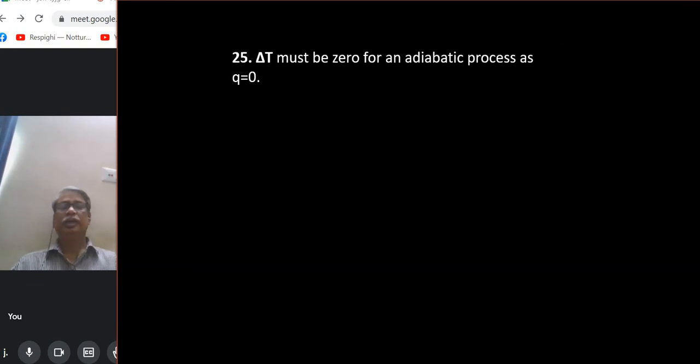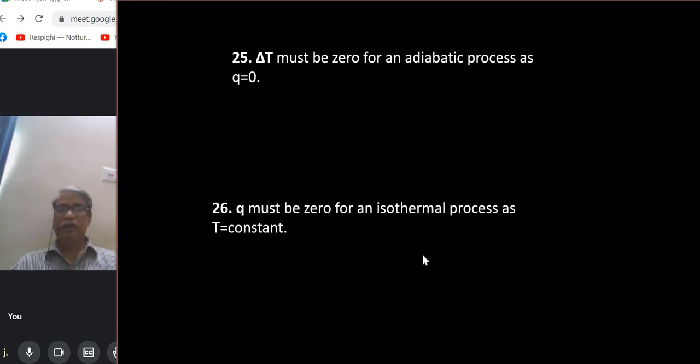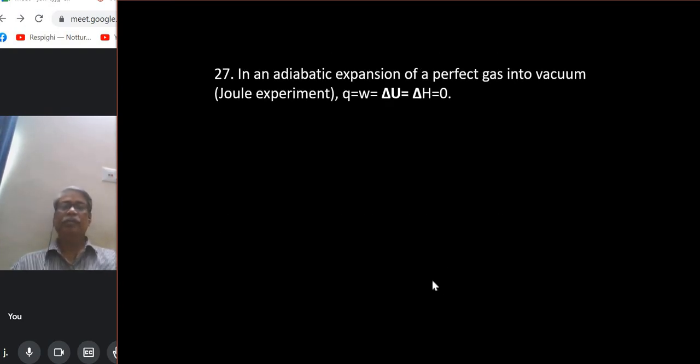Next question: delta T must be 0 for an adiabatic process as Q equals 0. So we know since our childhood that heat and temperature are interrelated. For increasing temperature, Q is important, but is it the only important thing? The related question: Q must be 0 for an isothermal process as T is constant. So this time T is constant, so Q must be 0. The earlier one was Q is 0, so delta T must be 0. So they are very connected.